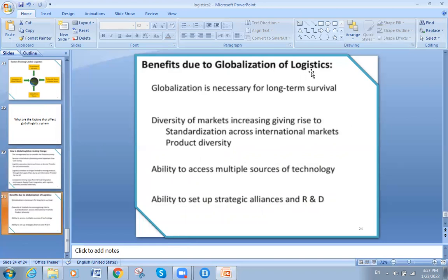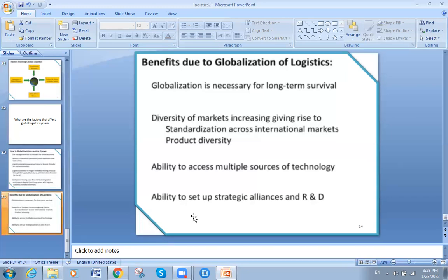Benefits due to globalization of logistics. What will be the things which will come out positive? What are the advantages of using a global logistics system? Globalization is necessary for long-term survival. Diversity of markets, increasingly giving rise to standardization across international markets, product diversity. Ability to access multiple sources of technology, ability to set strategic alliances and research and development.